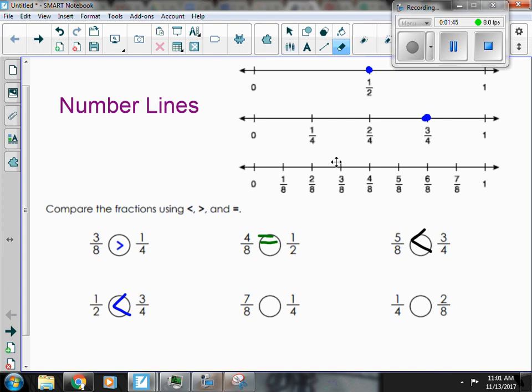For my next one, I have 7/8 and 1/4. 7/8 is right here, 1/4 is here, and 7/8 is a whole lot closer to 1, so 7/8 is greater than 1/4. And my last example with my number line is 1/4 and 2/8. So 1/4 is here, and 2/8 is here, and they are right in line with one another, and so they are equal to each other. Okay? So when we use a number line, we find where the number is, and we see which one is closer to that 1, or that nearest whole number.